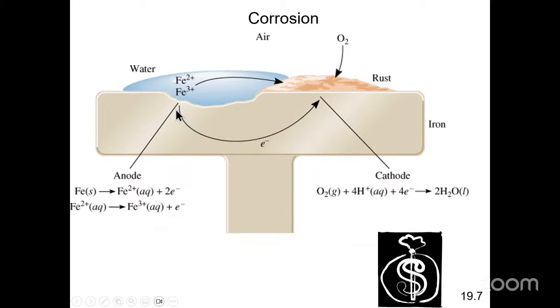And then the electrons will transfer to another region, which would basically end up reducing hydrogen ions along with oxygen to form water, right? And basically, as a result of the formation of Fe3+, that Fe3+ will combine with oxygen to form the rust, right? So that's basically what happens in the rusting of iron. It's basically a reaction which is electrochemical in nature.